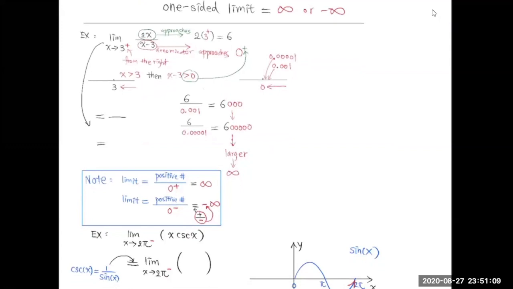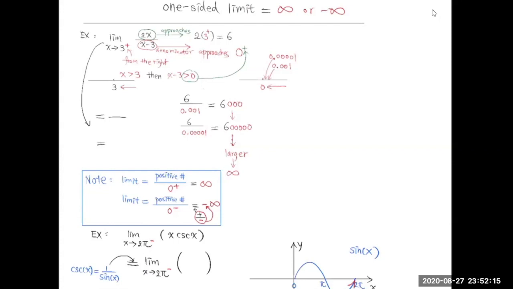Now take a look at this example right here. We're trying to find the limit of this function as x approaches 3 from the right side. What happens for the numerator? When x approaches 3, the numerator approaches 2 times 3, which is 6. What about the denominator? The denominator approaches 0. Because x approaches 3 from the right side, x is greater than 3, so x minus 3 is greater than 0. So the denominator approaches 0 from the positive side. Now, what happens when the numerator goes to 6 and the denominator goes to 0 from the positive side?